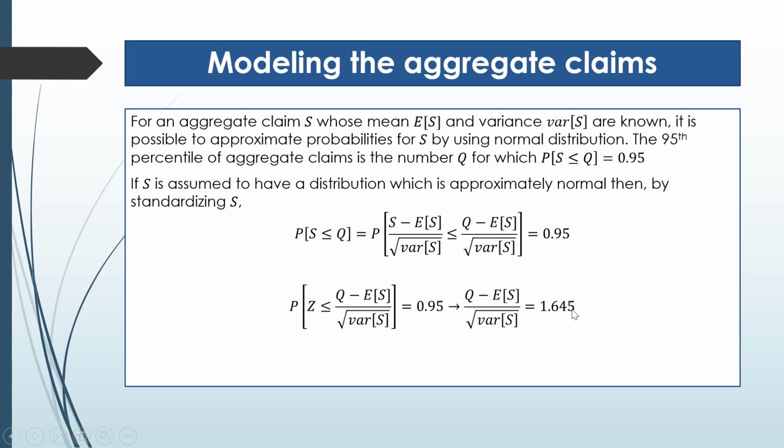So that means Q minus expected value of S over square root of variance of S is 1.645. From here we will be able to find Q because the expected value of S and variance of S are given. So Q is 1.645 times square root of variance of S plus expected value of S.